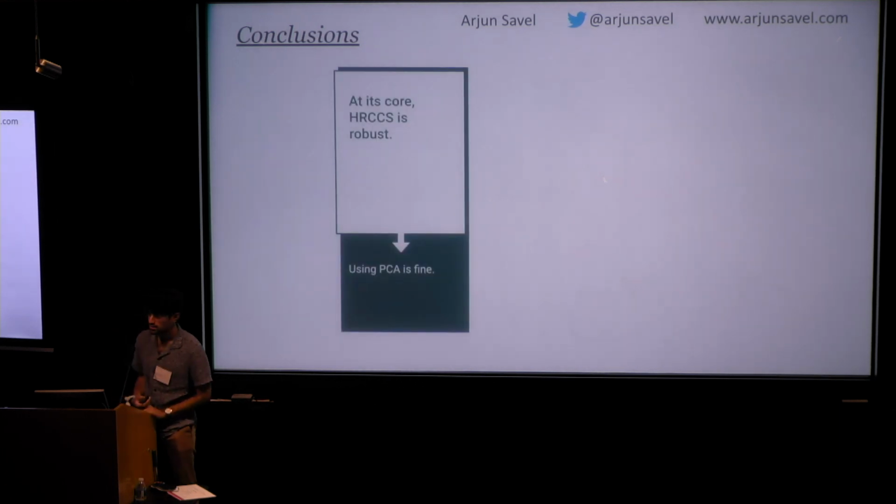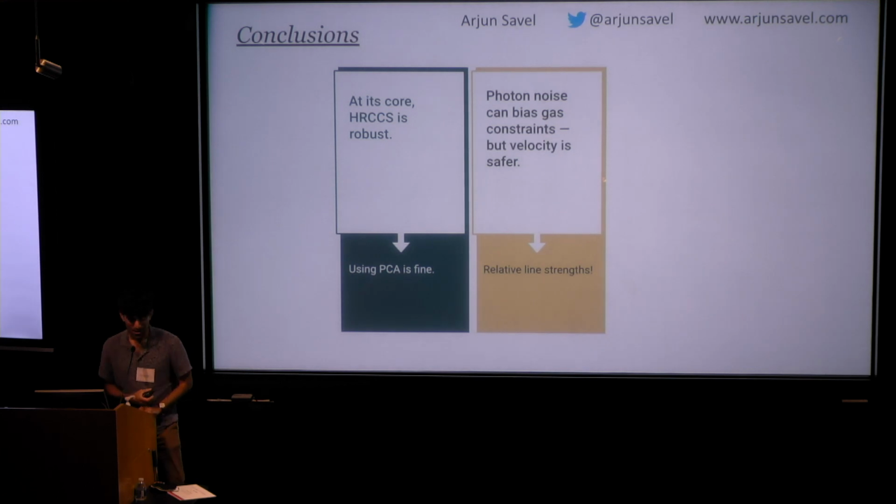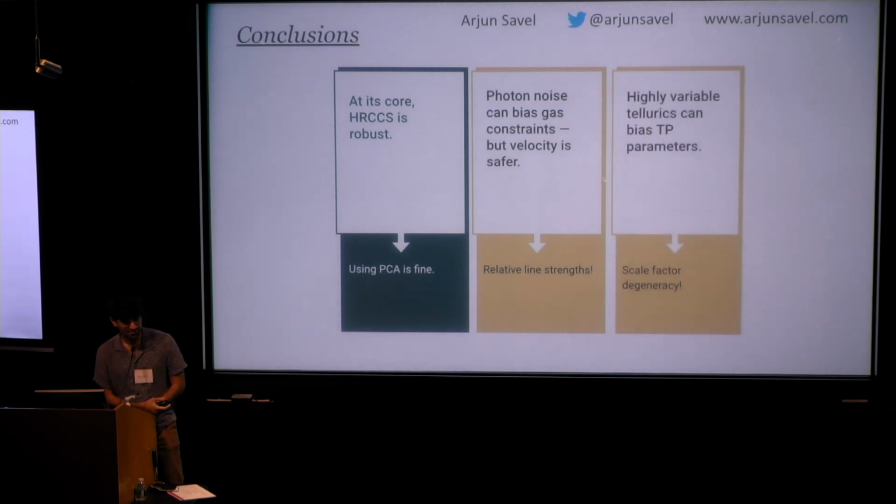Conclusions: in large, this technique works pretty well. That's great. When we include the photon noise, which we well understood, but we didn't understand how it affected our inferences, we can bias our gas parameters, but the velocity parameters are more or less safe. And finally, when we vary the tellurics a lot, we can bias our temperature pressure parameters in a very, very sad way. Alarming, but also exciting for me because I wanted to see a result. And I will now take any questions.